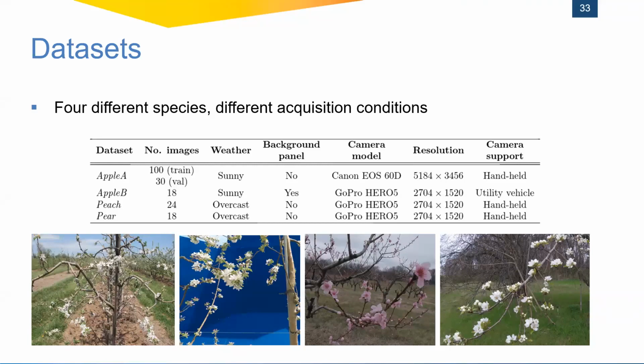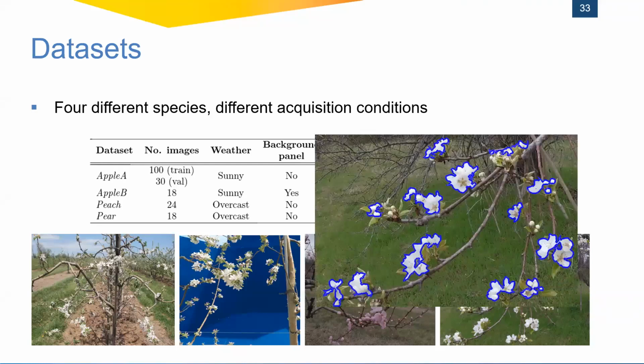For all these datasets, we have very high resolution images, as specifically mentioned here in this column. For the first image, 4K, for the others as well, over 2,000 pixels of resolution. And this is one example of the accuracy, the quality of segmentation of our annotation that we provide together with this data set.